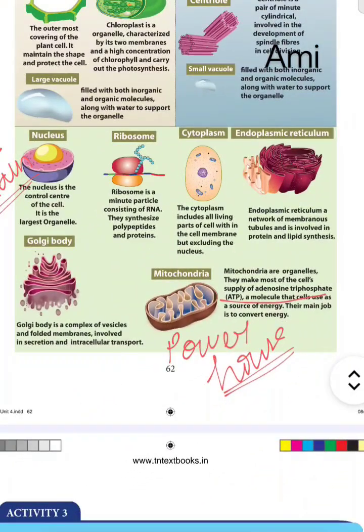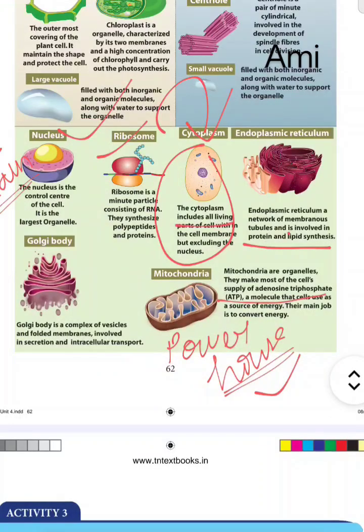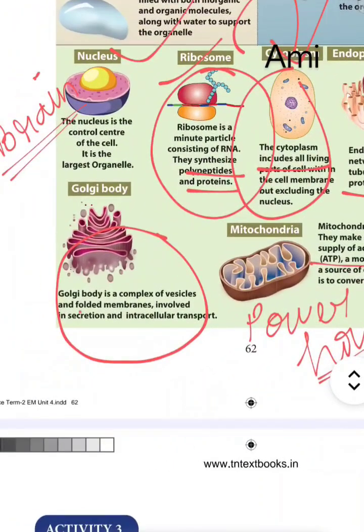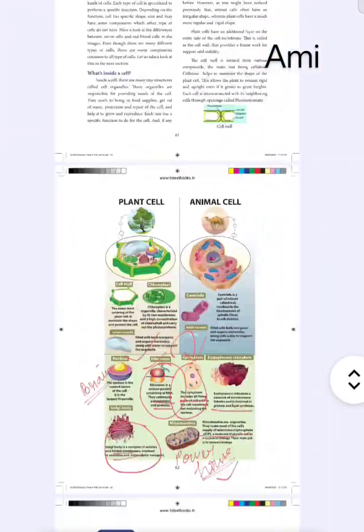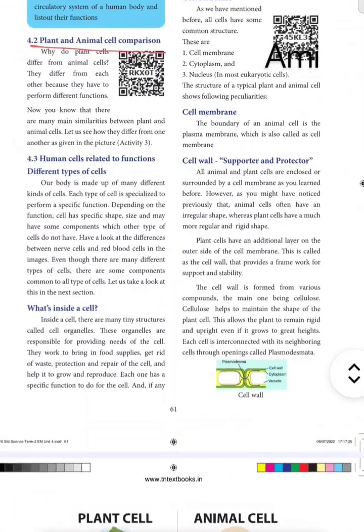Then endoplasmic reticulum is for protein and lipid synthesis. Cytoplasm is the place where all the other organelles like mitochondria, nucleus, ribosome are embedded. It's a jelly-like substance. Then the ribosome is the particle where the polypeptide or protein synthesis takes place. Then Golgi complex. Golgi complex is a fold of membrane. It is used for secretion and intracellular transport. So this was about the difference between the plant cell and animal cell.